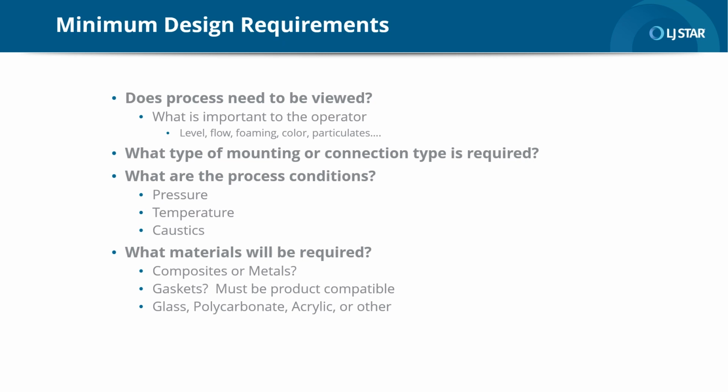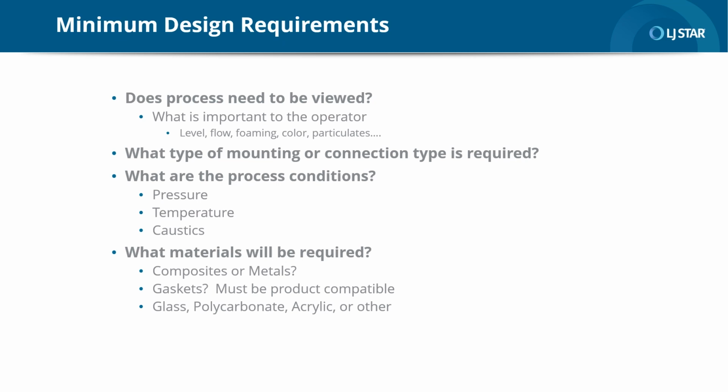So what we like to go back to our customer and say is, look, for us to be able to tell you what we recommend or what may work in your application and give you some sort of a budget price or a standard price, we're going to have minimum design requirements that have to be met. So when you come to us for a quote, we have to know these key items that I've got listed here. So we need to know, what are you trying to view? What's important to the operator? What do they want to see?